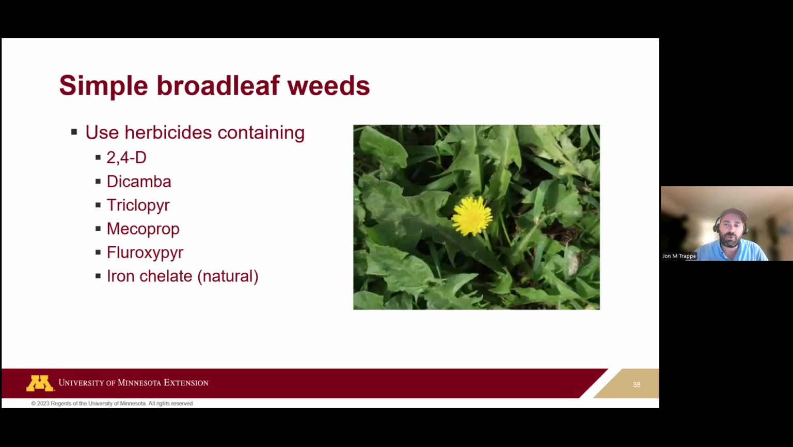Now, if you have most simple broadleaves, and by simple I mean perennial plants that really just spread by seed. They don't creep, they don't spread by rhizomes or stolons or anything like that. Examples of these are dandelions and broadleaf plantain. Most broadleaf herbicides work really well on these weeds. And most three-way or four-way herbicides, if you go to your favorite big box store and buy the concentrated formulation to selectively control broadleaf weeds in your lawn, are going to contain 3 to 4 of these active ingredients.